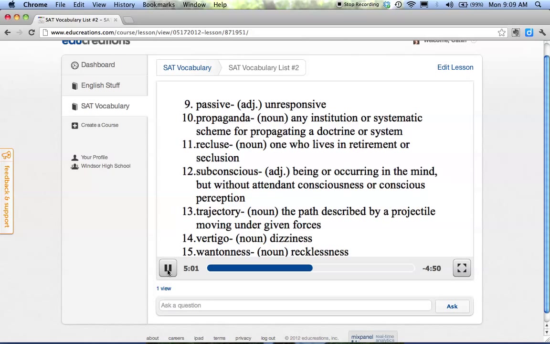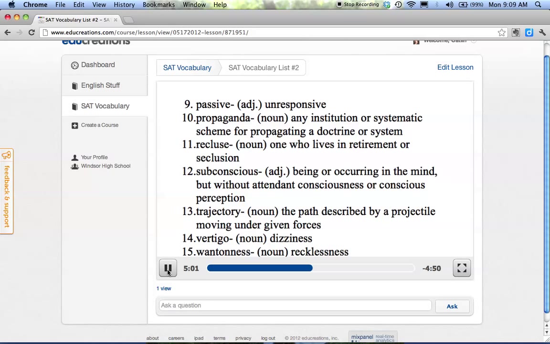So propaganda is a way of making people think a certain way, whether you use writing, posters or images, or videos, movies, film clips.